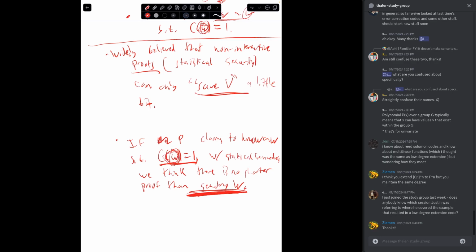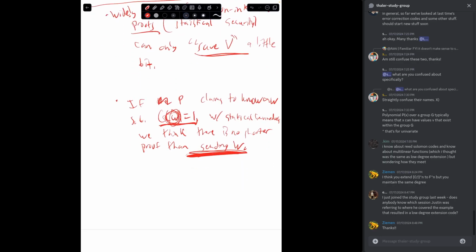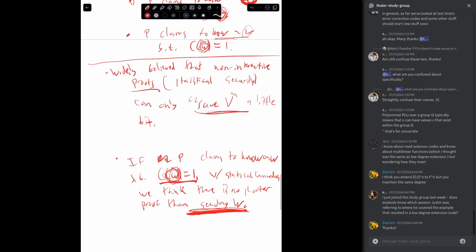So, by now I have very long-winded answers. Without cryptography, we have very good reason to believe that in terms of proof length, you really can't save anything at all over the obvious trivial proof system. And in terms of verifier time, you maybe can save a little, but not much. Does that make sense?